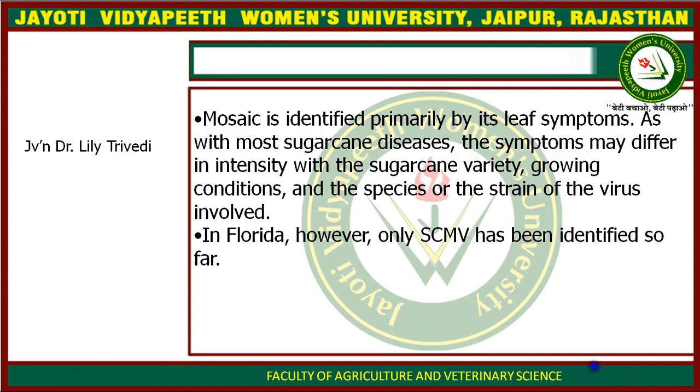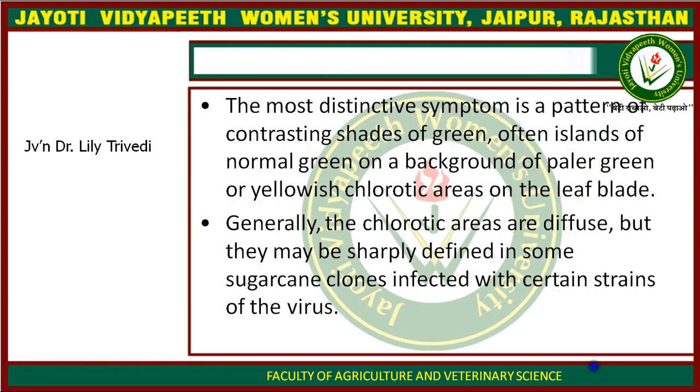The symptoms may differ in intensity with the sugarcane variety, growing conditions, and the species or the strains of the virus involved. In Florida, however, only SCMV has been identified so far. The most distinctive symptom is a pattern of contrasting shades of green, often islands of normal green on a background of paler green or yellowish chlorotic areas on the leaf blade.